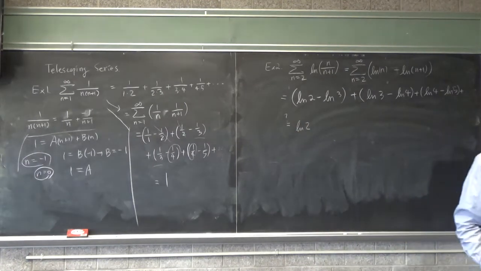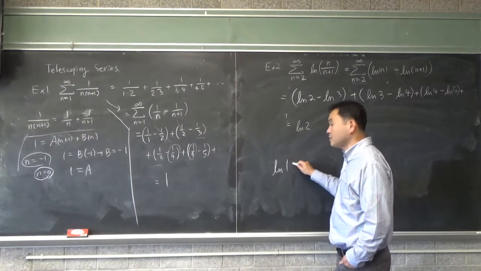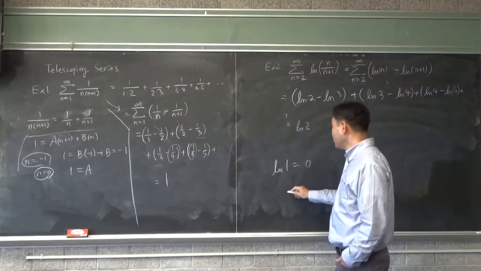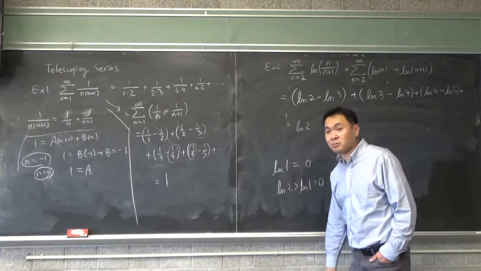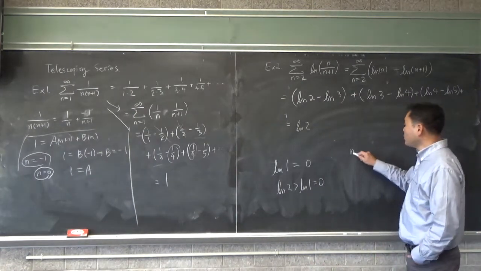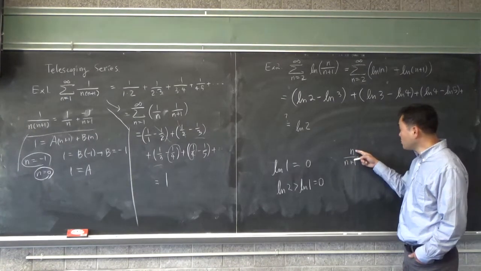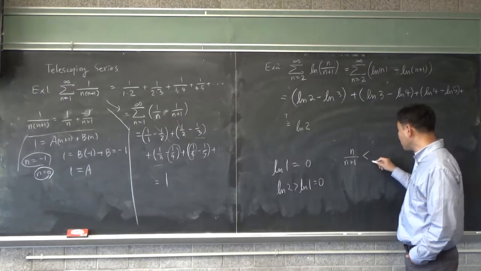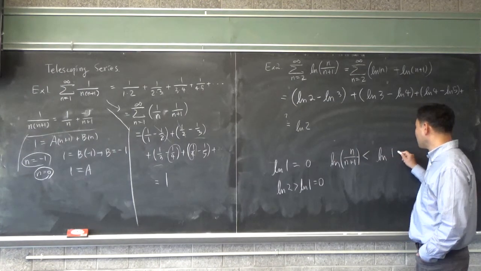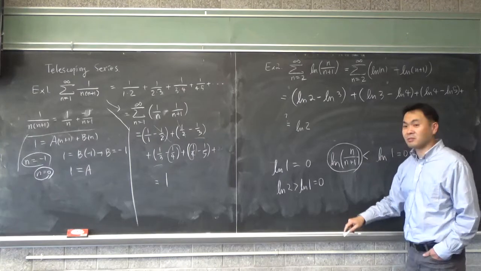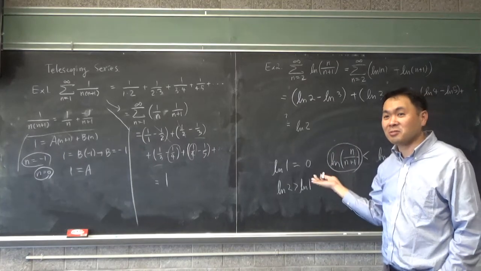However, there's something funny about this answer. What is ln of 1? It is 0, right? So ln of 2 would be bigger than ln of 1, which is 0. So this is a positive number. On the other hand, n over n plus 1, is this bigger than or less than 1? The numerator is less than the denominator, so this must be less than 1, which means ln of these is less than ln of 1, which is 0. So this is a negative number.